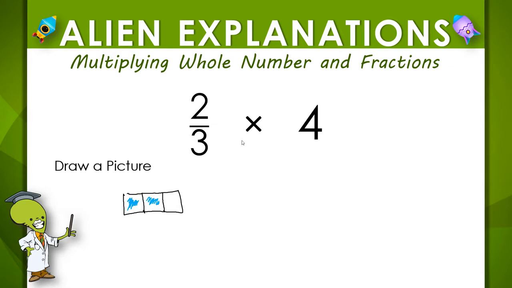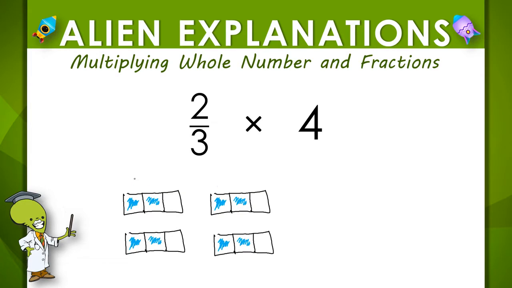Now that we have the model for 2/3, let's continue to do what the multiplication expression tells us, and let's draw that model 4 times. Now that the model is complete, all we have to do is count all of the thirds. So we have 1, 2, 3, 4, 5, 6, 7, 8 thirds. So we can use the improper fraction 8 thirds to represent 2/3 times 4.